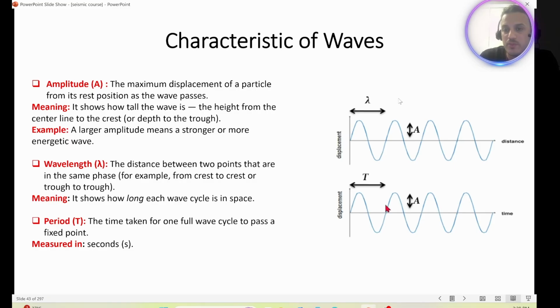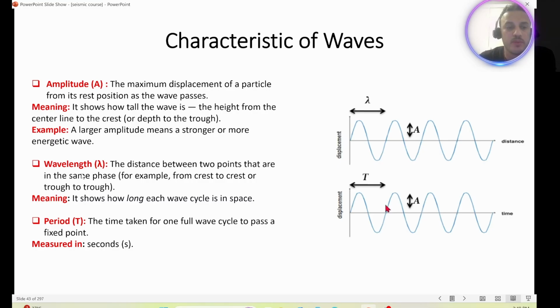So the wave will travel horizontally, but the particles move up and down or horizontally, depending on the type of wave. The height from the central line to the crest, this is the amplitude. If we have a large amplitude, we have a large energy release.